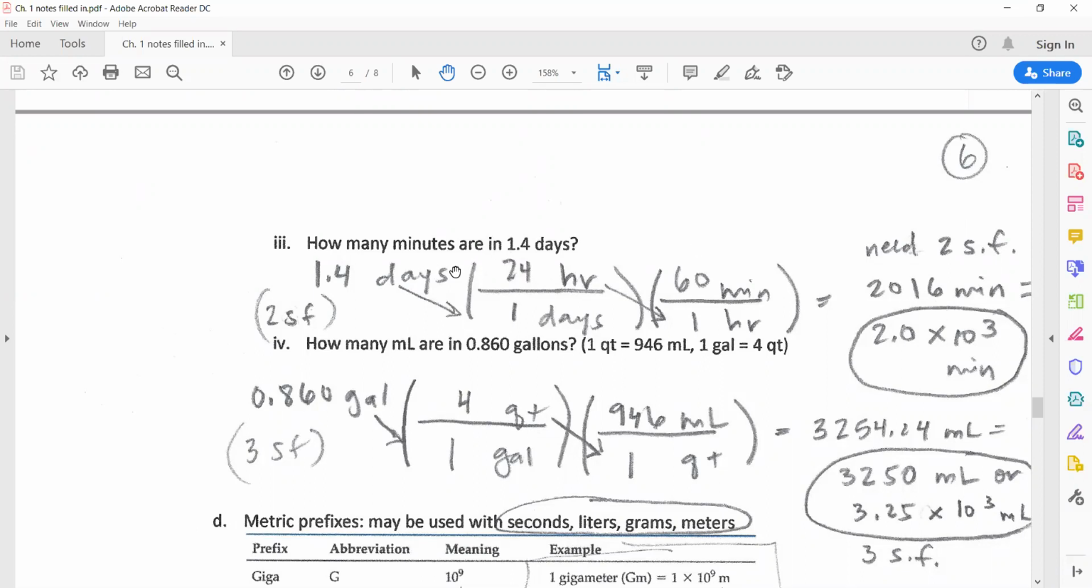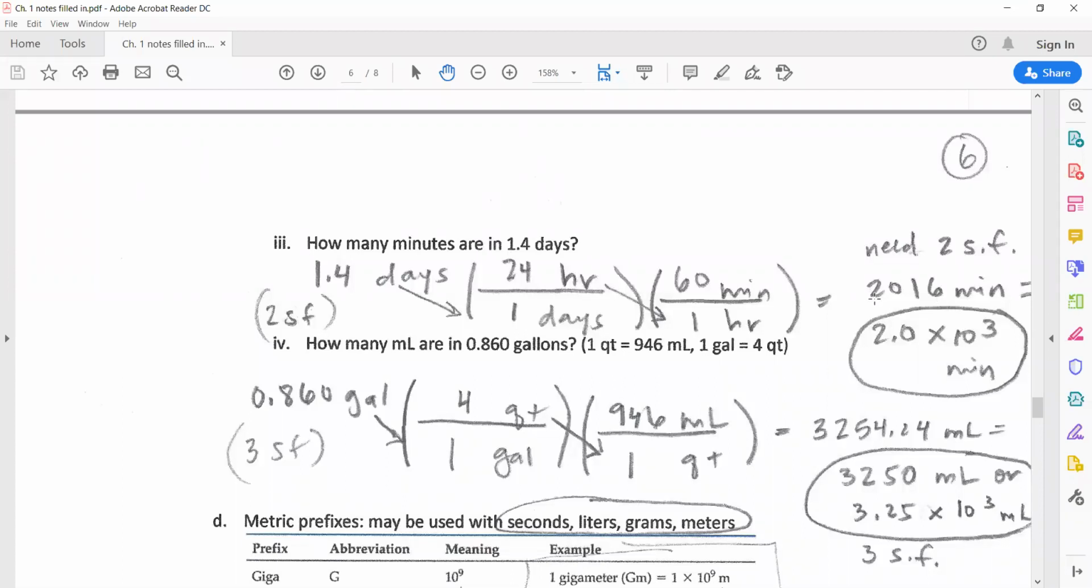And I know that my units did what they needed to do. Days went away, hours went away, and I'm left in minutes. 2016 has 4 sig figs currently, and I need only 2. So this is a little bit of a trickier one because I need the 2 and the 0 to be significant, but not the 1 and 6.